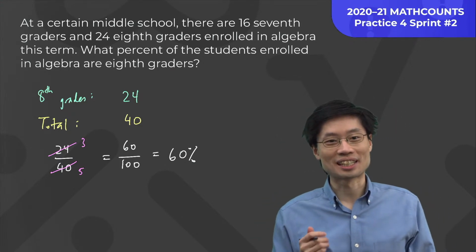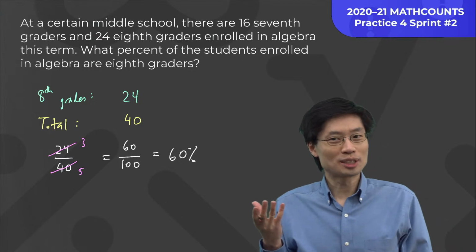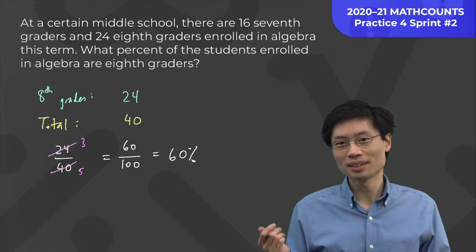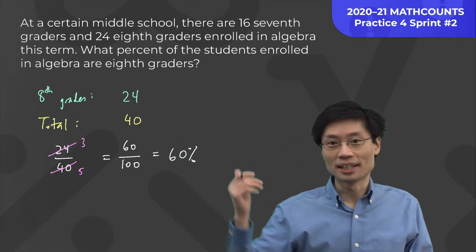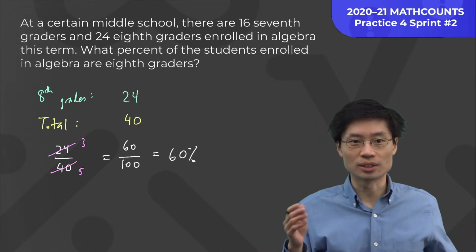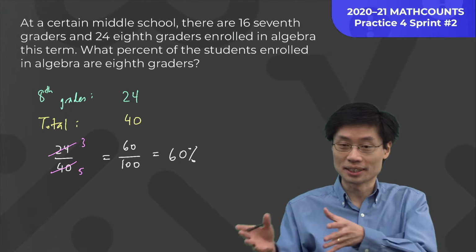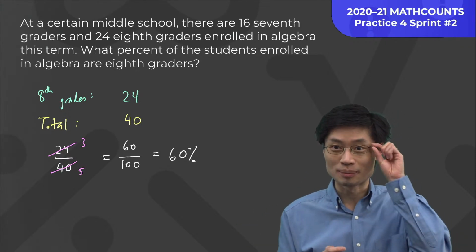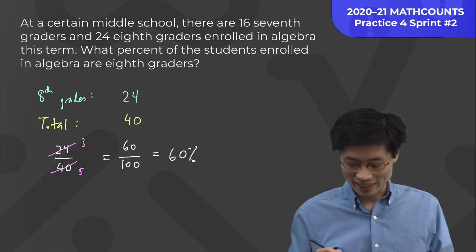I guess that kind of makes sense too. Whenever I read a question, I kind of want to know, is that a reasonable answer? And yeah, maybe the fraction of people in algebra being in 8th grade is 60% seems reasonable. The more of these questions you do, the more quickly you'll even recognize that 3/5 is 60%. That's a common mental math trick as well. Okay, next question. Oh yeah, what's the answer?